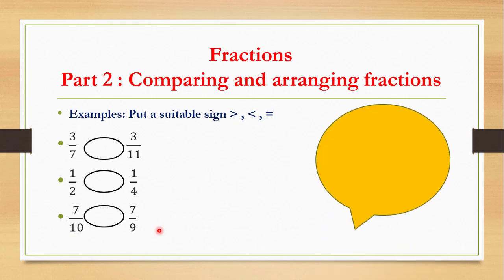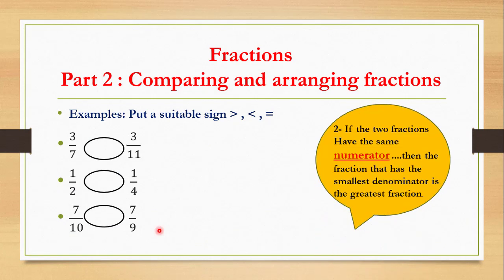Let's try to solve this example. Put a suitable sign: greater than, less than, or equal. And don't forget, if the two fractions have the same numerator, then the fraction that has the smallest denominator is the greatest fraction. Okay, it's the opposite. Okay, let's start. 3 over 7 and 3 over 11, the same number up. So, yes, 3 over 7 is greater than 3 over 11.